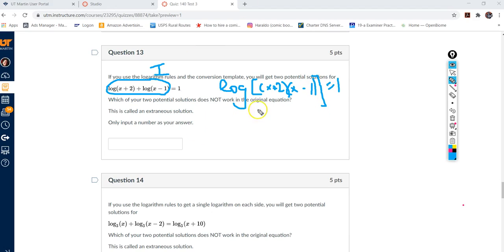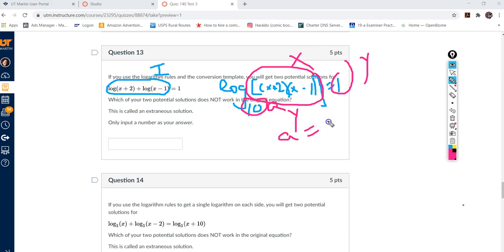And since it's log by itself, it's understood that the base is 10. And now I'm going to do the conversion. That's a. That is x. And that is y. So I have a to the y equals x. And now if I go back to the original color, I'll have 10 to the first power equals all of this. I'll go ahead and do the multiplication.